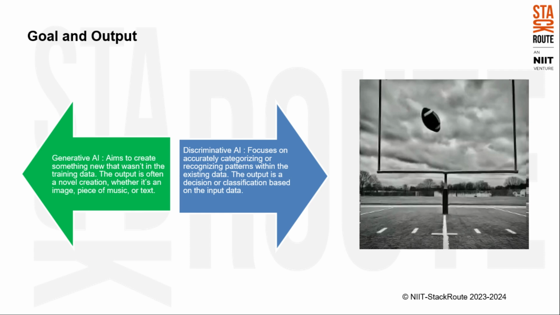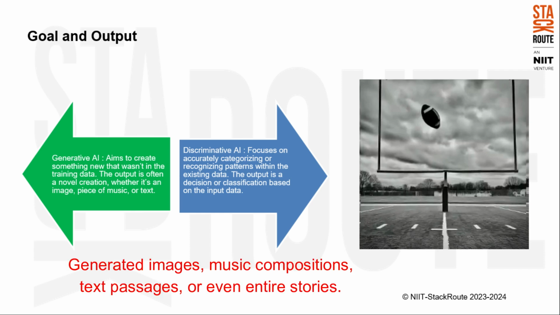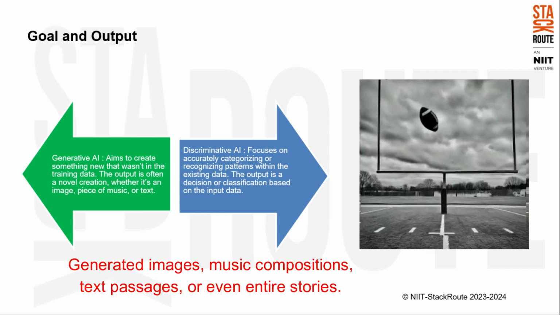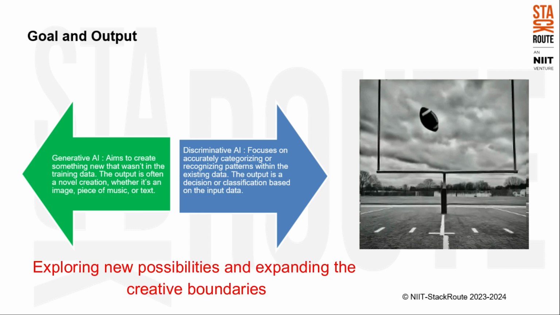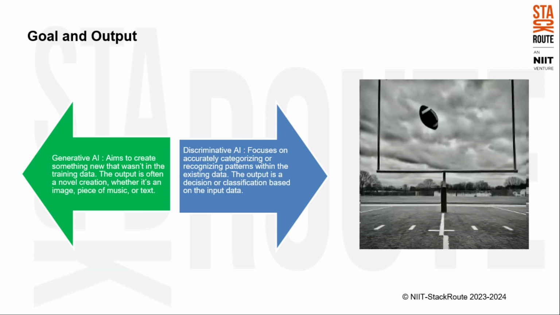This can manifest as generated images, music compositions, text passages, or even entire stories. The generated output represents a new instance that resembles the patterns and characteristics observed in the training data. The emphasis is on exploring new possibilities and expanding the creative boundaries. In contrast, discriminative AI models focus on accurately categorizing or recognizing patterns within the existing data.